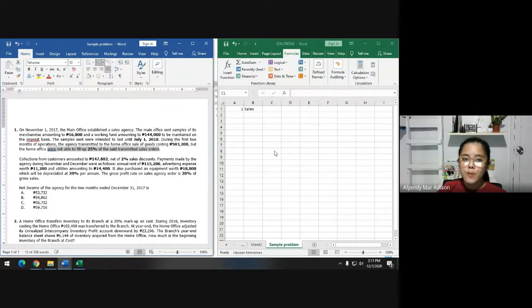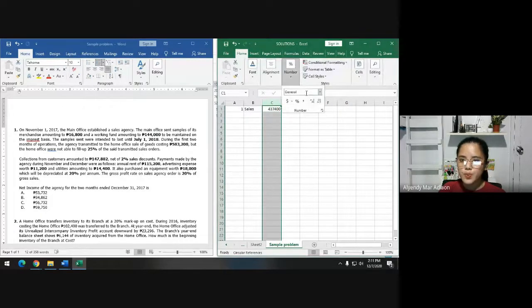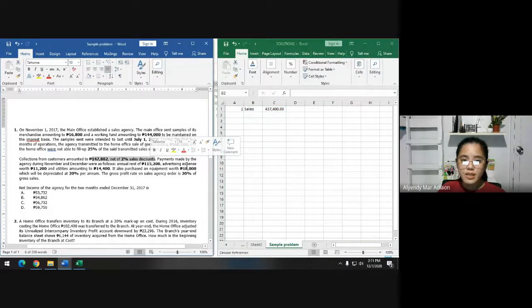So this means that only 75% was sold. So that is 583,200 multiplied by 75%. So you only have there sales amounting to 437,400. Now take note that we also have sales discount of 2%.